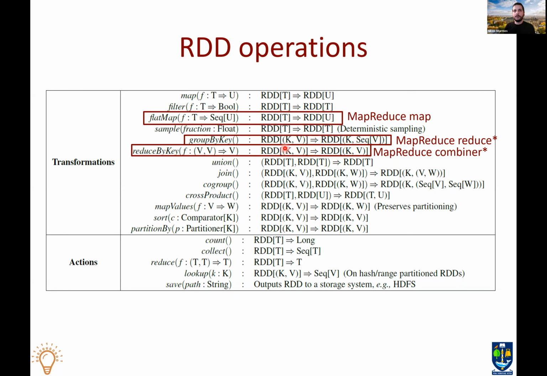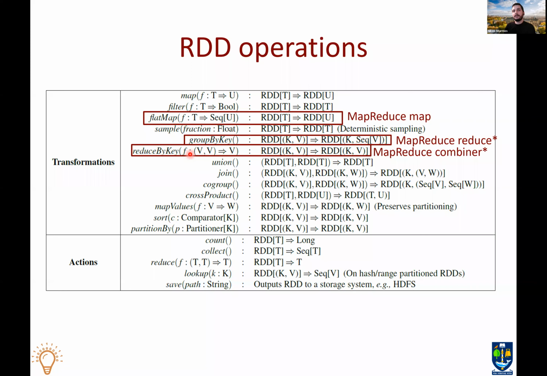Union. Oh, by the way, what group by key does is it takes an RDD that has a bunch of keys and values and groups them by key. So it produces an RDD that has key values where the key is a distinct key and the value is a sequence of all the values for that key. Okay.